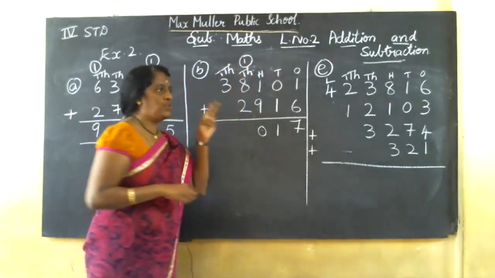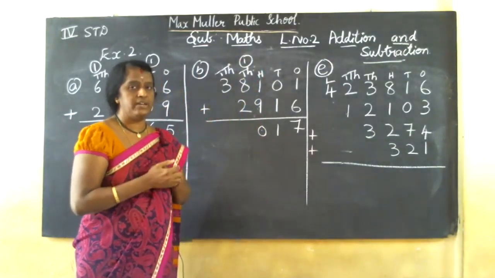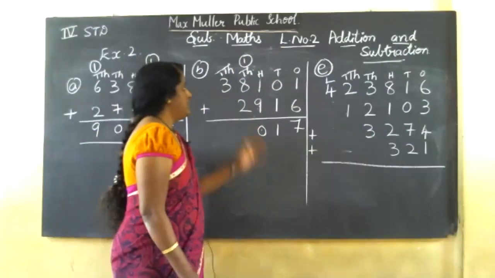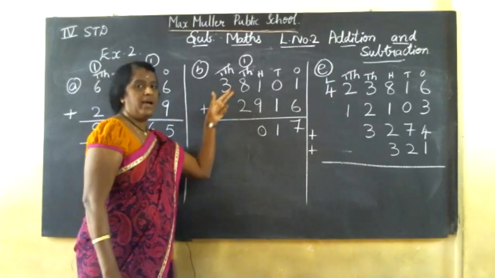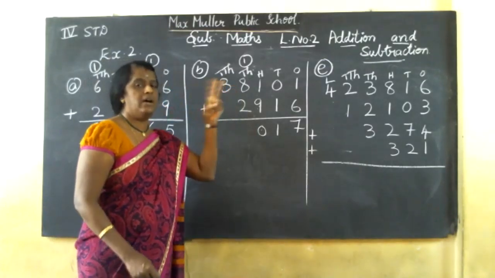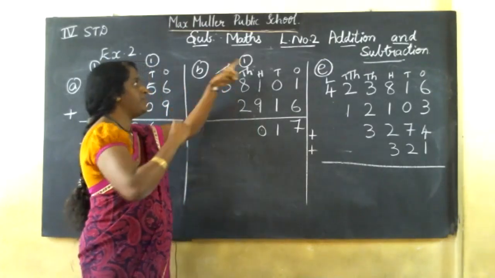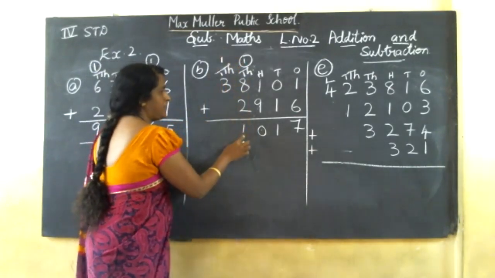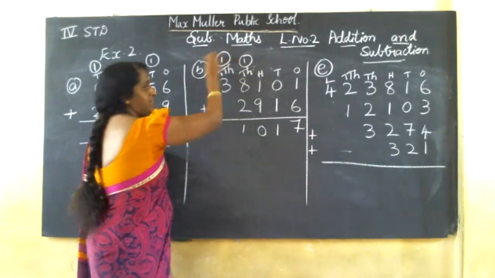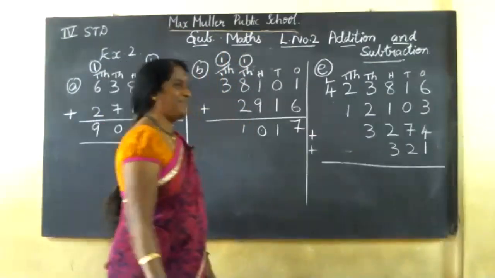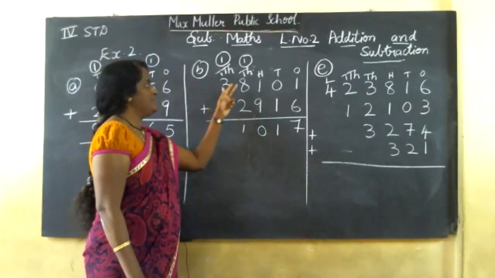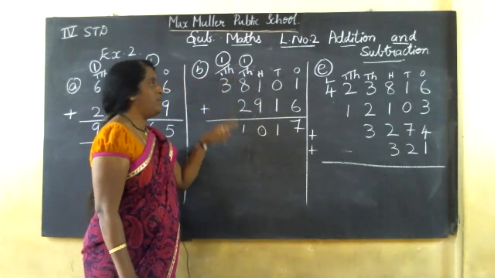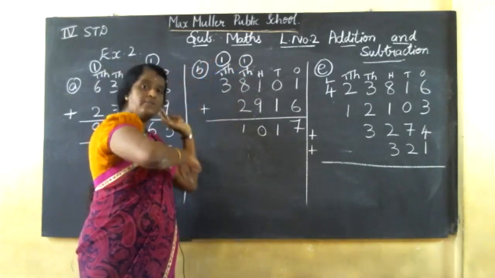Here 8 plus 2. 8 in the mind, 2 fingers. 8 in the mind, 2 on my finger. After 8, 9, 10 plus 1, 11. 1 will be in thousands place. 1 carry will be in 10,000s place. Yes, when you count this, 8 plus 2, 10 plus 1, 11. 1 carry will be in 10,000s place.